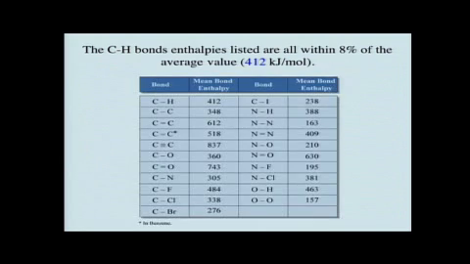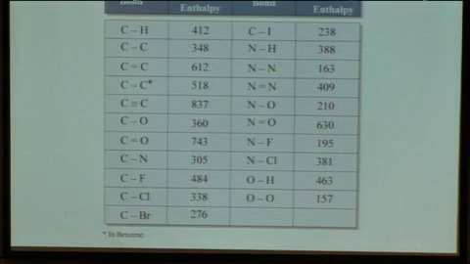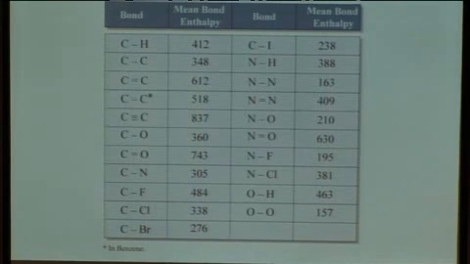And in your book, you can look up any type of bond that's listed here. So we saw CH is 412. You can look up a CC bond. You can look up a CC double bond, a CC triple bond, and so on. And you'll note that what these are mean bond enthalpies. So they're the average of all different types of CH bonds or CC bonds that you can imagine.